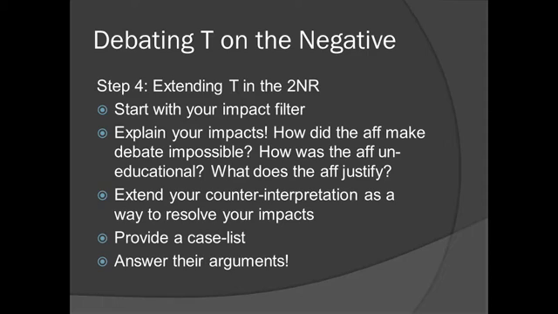Over reasonability, which can lead to harder debate and make it more difficult for negative teams to compete. The next thing you want to do is explain your impacts, right? How is it that the affirmative made the debate impossible? How was the AFF uneducational? And how was the affirmative unfair? And also think about what competing interpretations means.